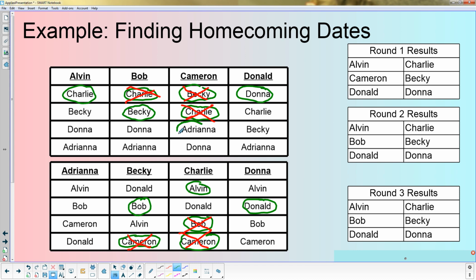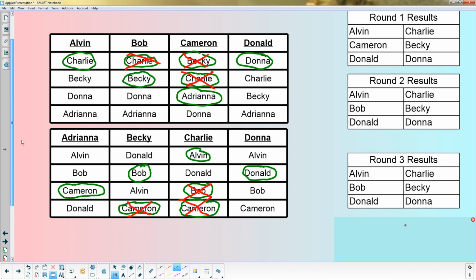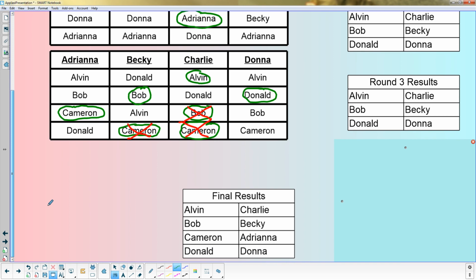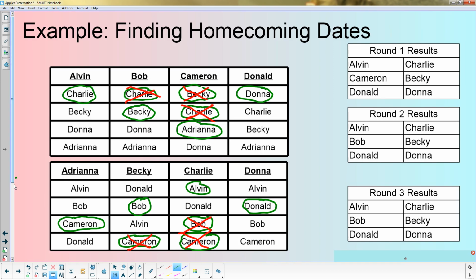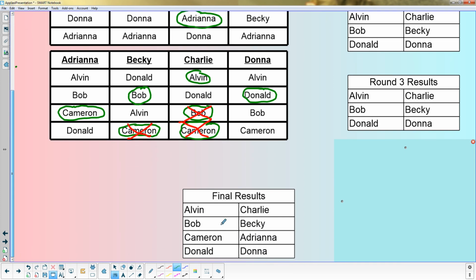Lastly, Cameron is going to propose to Adriana. Adriana, receiving no other proposals, will tentatively accept. And since all the men have found their dates, found a willing woman to go to the dance with them, the algorithm is over. And we get the final pairings of Alvin going with Charlie, Bob going with Becky, Cameron going with Adriana, and Donald going with Donna.